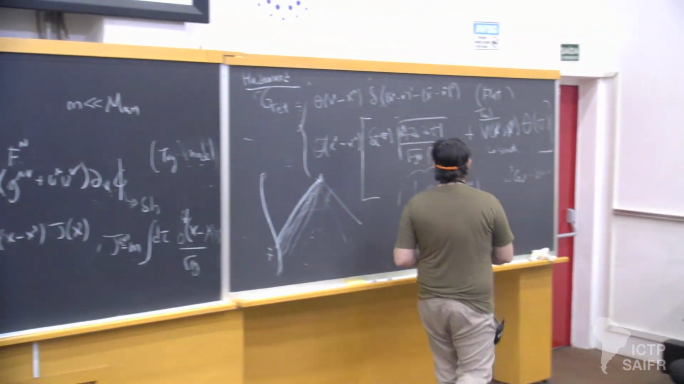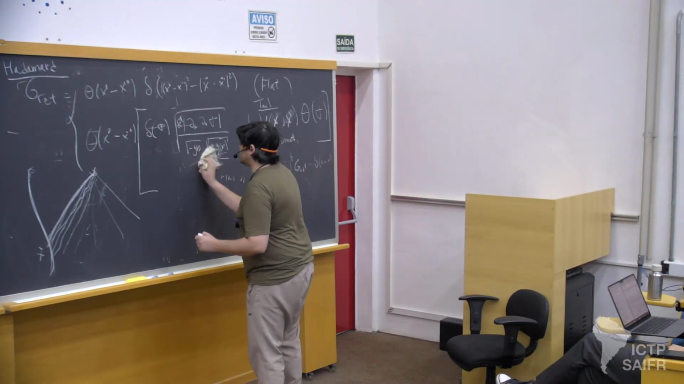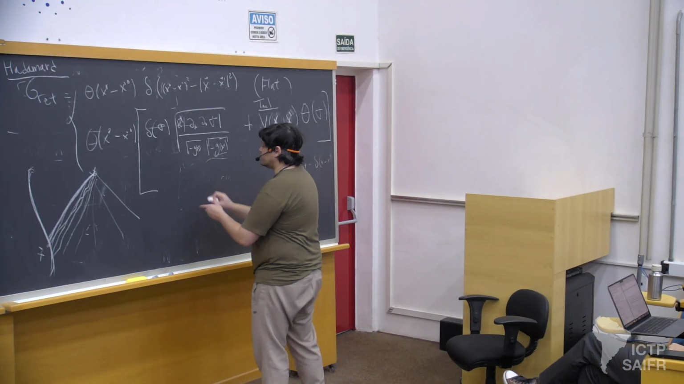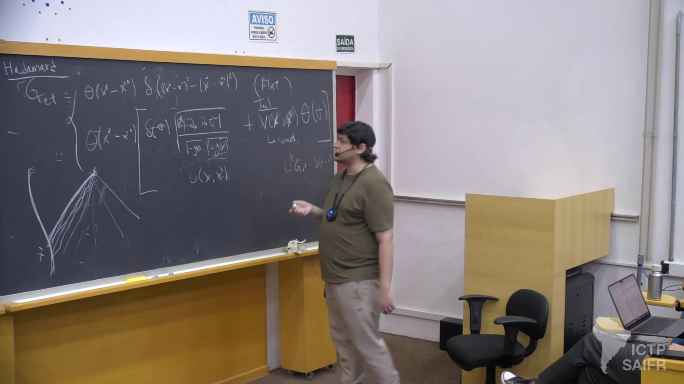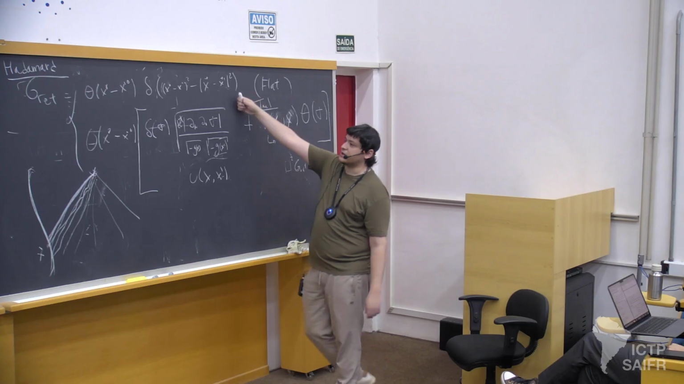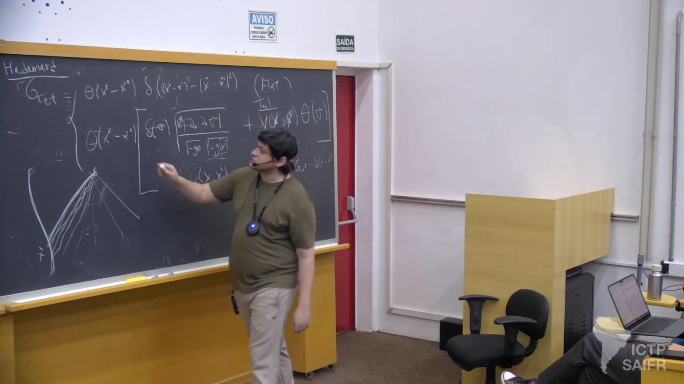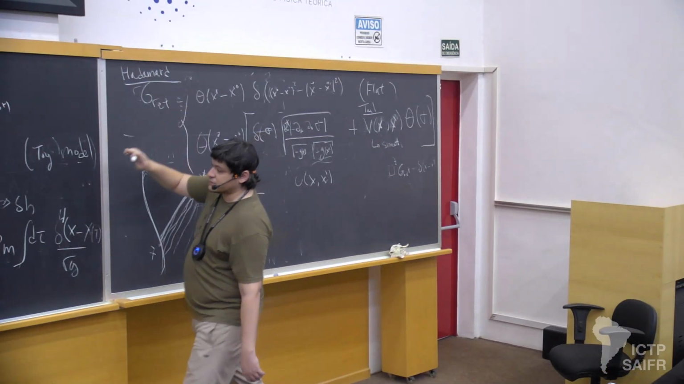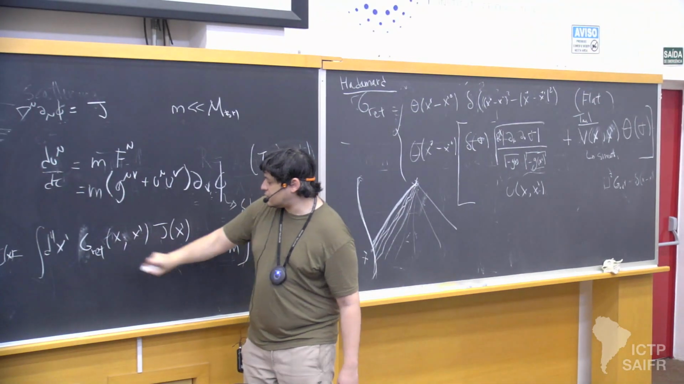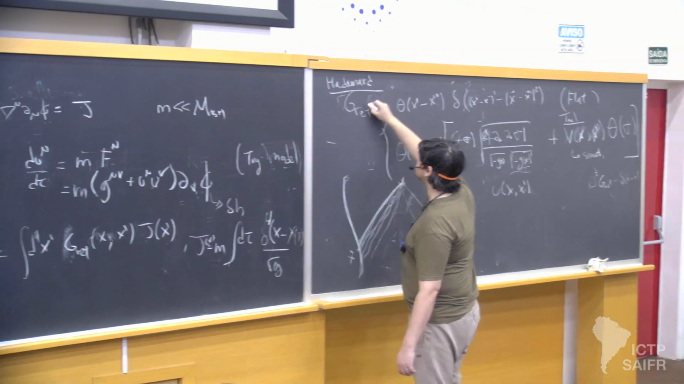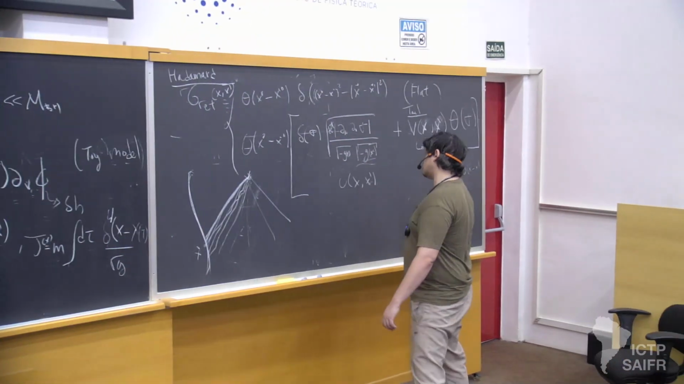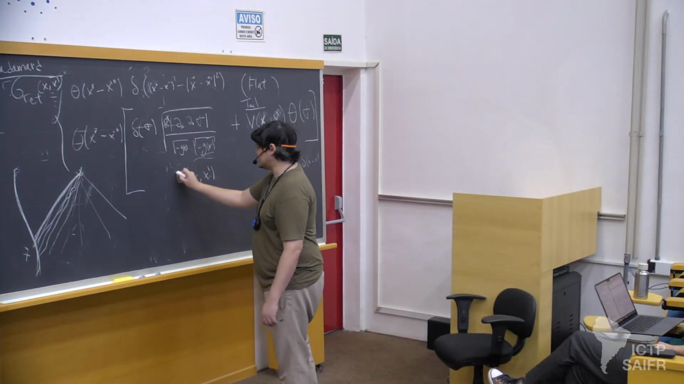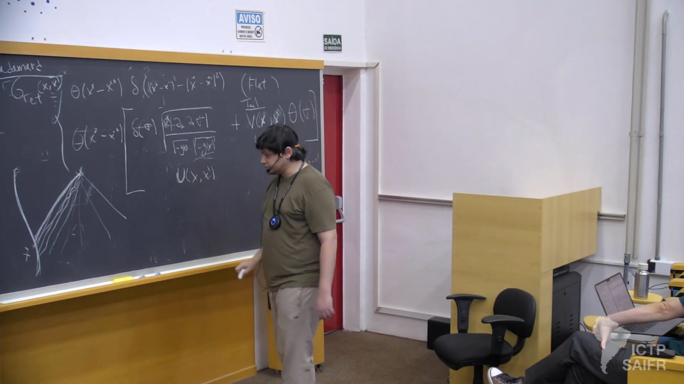I'm just going to call this u of x minus x prime, sorry, u of x prime. Another interesting thing is that this doesn't depend on the difference. It's a function of x and x prime. So actually I wrote it incorrectly there, because of the reason that we don't have translation invariance. Let me just call this u.